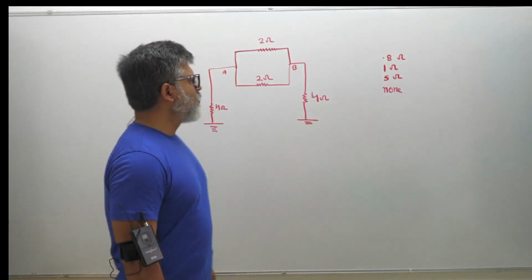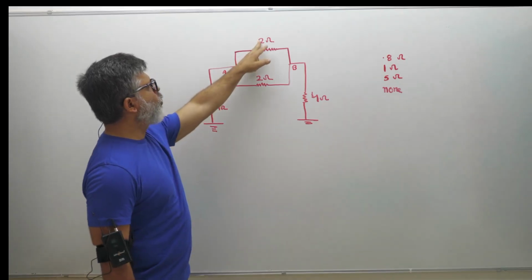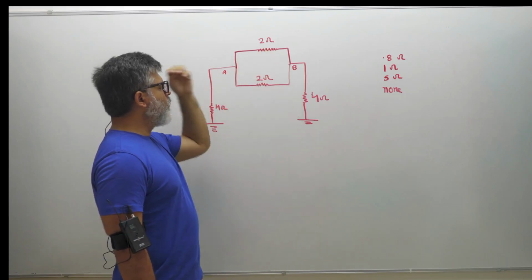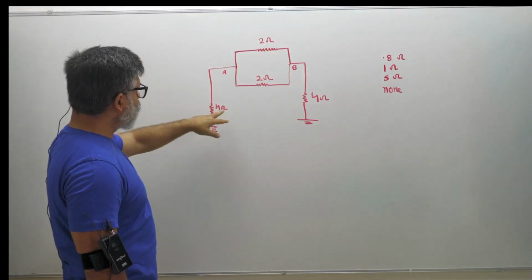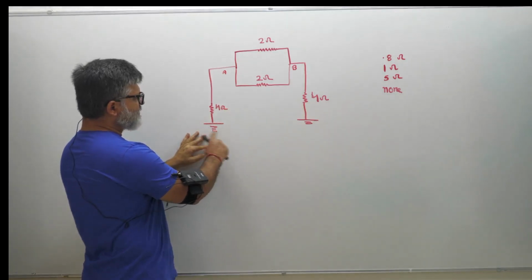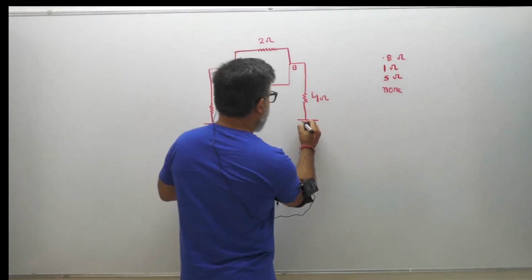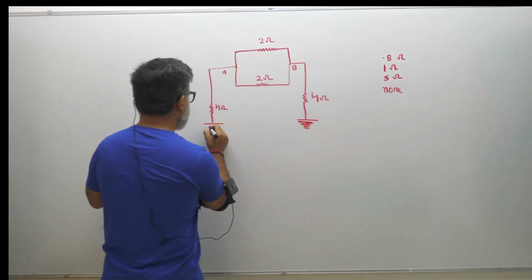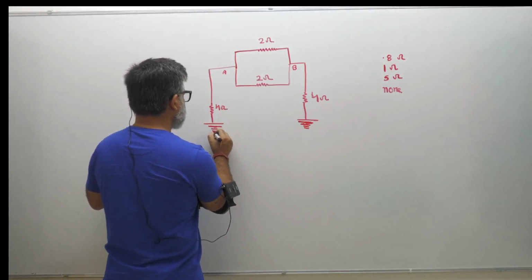If you look into this circuit, this is a 2 ohm resistance. This is a 2 ohm resistance. And then you have 4 ohms here and 4 ohms here. And what has been shown is this dash, dash, dash, right? So this is actually, if I redraw this, it actually looks like this. Okay, it looks like this.